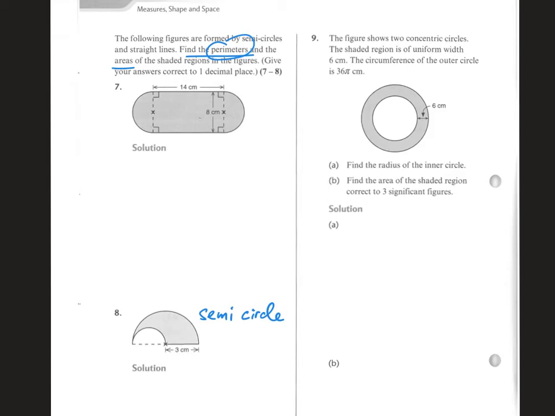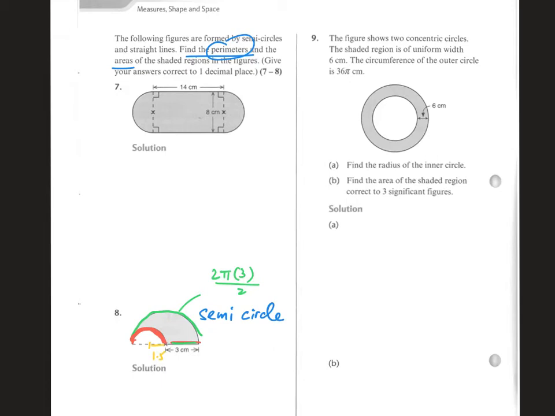Now in example 8, how many lines or curves can you find? Yes, there should be number 1, number 2, and at last number 3. So there are 3 pieces of information that you have to find in order to get the result. For example, starting from the green one, it is half of a circle, so the perimeter should be 2 pi r, where r is 3 cm, divided by 2. But be very careful with the blue curve here, because now the radius is only 1.5, which is half of 3 cm.